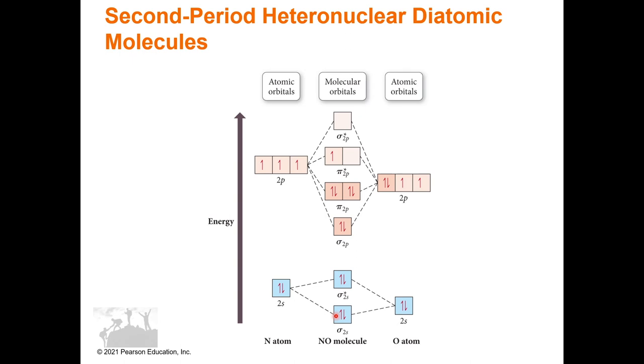Now let's do the same thing where our destination is the sigma star 2s. If we measure the distance between the oxygen and sigma star, that's a longer distance compared to starting with the 2s from nitrogen going to sigma star 2s. And you'll see the same thing with the 2p's and the sigma 2p and the pi 2p bonding and antibonding orbitals.